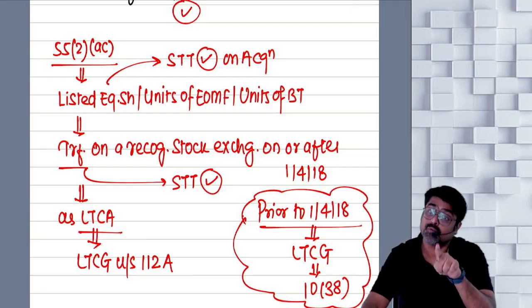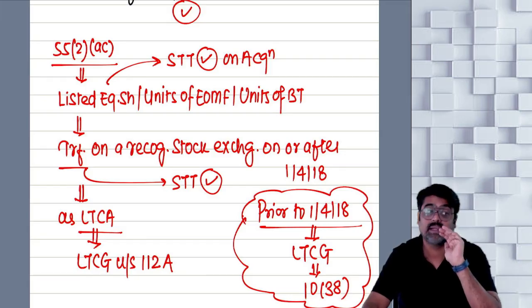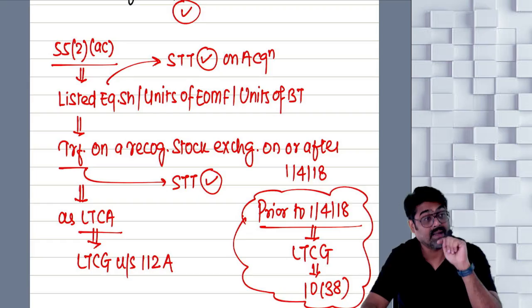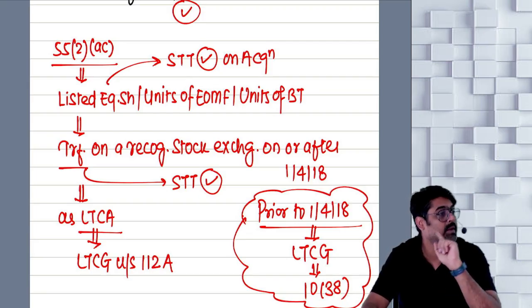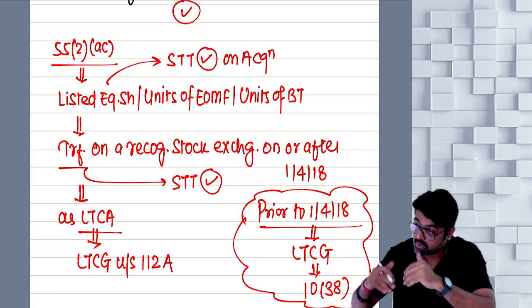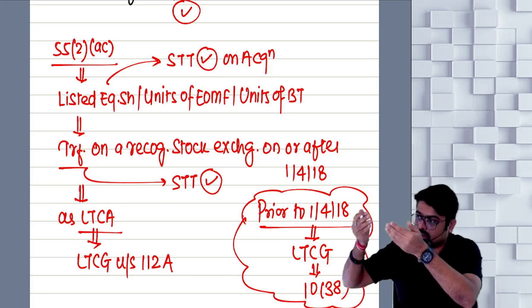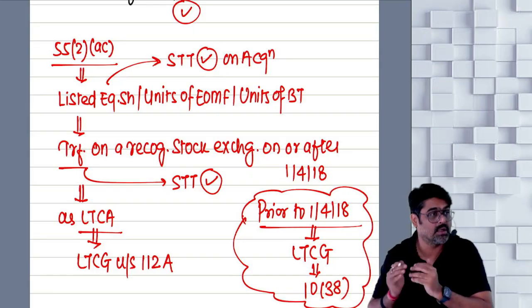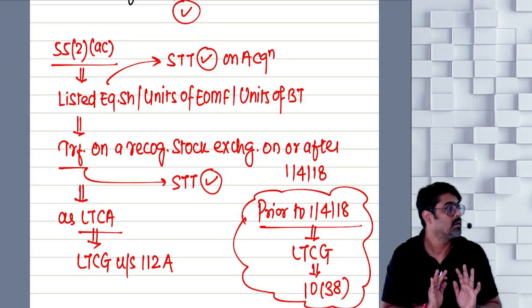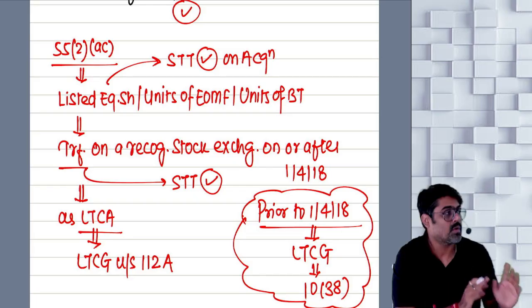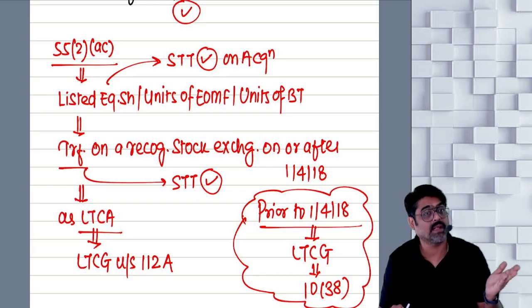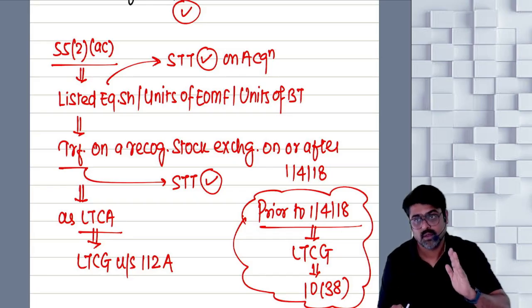But with effect from 1st April 2018, meaning the Finance Act 2018 amendment came, and in that year it was decided that from now onwards, this type of long-term gain will no more be exempted. It will be taxable under a separate section, 112A. So the same type of long-term capital gain which was exempt earlier is now taxable, but it will be taxable under section 112A if the transfer takes place on or after 1st April 2018.